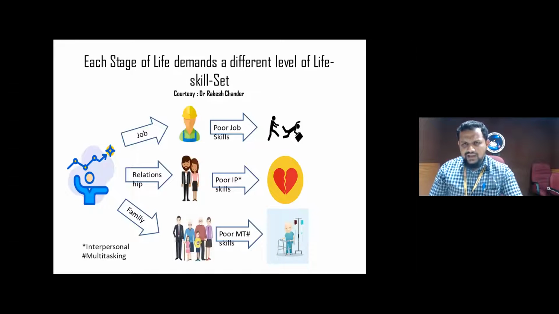Now, interpersonal relations are not that easy. For example, the skill or behavior expected from you at the age of 10 is different, at 20 is different, at 30 when you are married is different, and at 35 when you are a father, the expected behavior is different. So each stage of life demands a different level of life skill set. It's not concrete, it is dynamic. At different ages, you have to express different skills to handle interpersonal relations. That's what I'm trying to explain in this diagram.